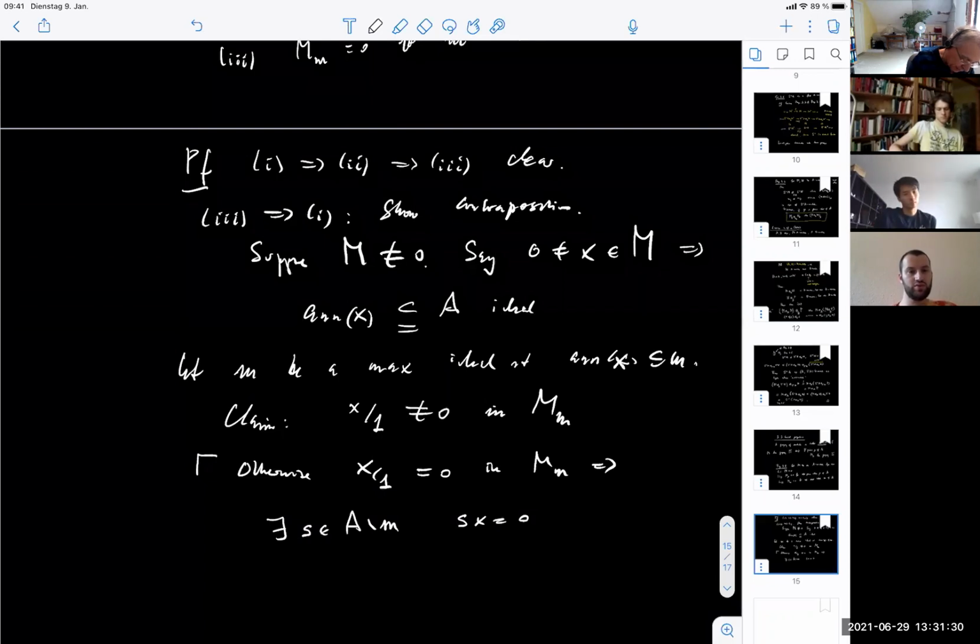So my s is in the annihilator. But this cannot be because s is not in m. The annihilator is contained in m, and I say s is not in m. This is not possible. Okay, so I'm done. Right? Question on that?